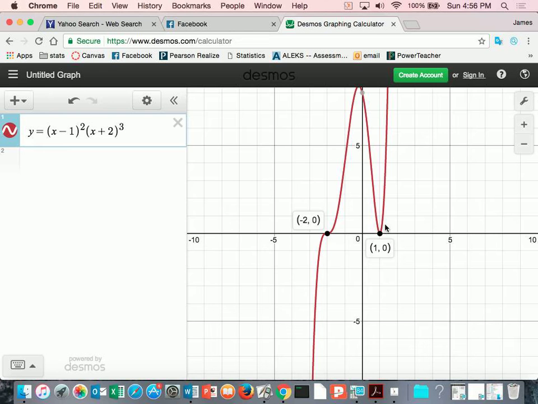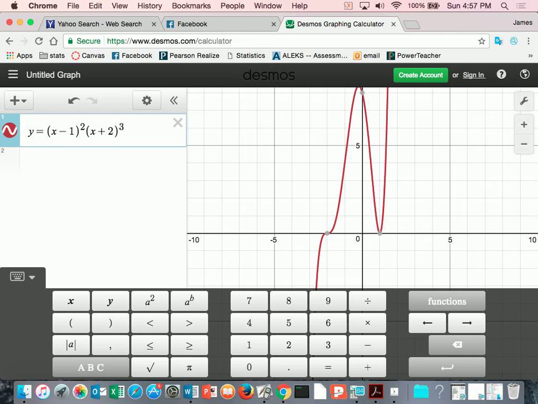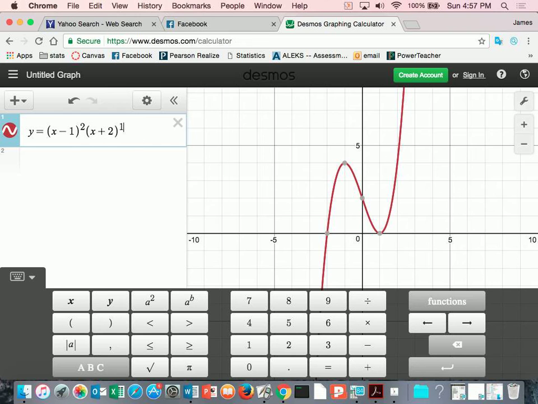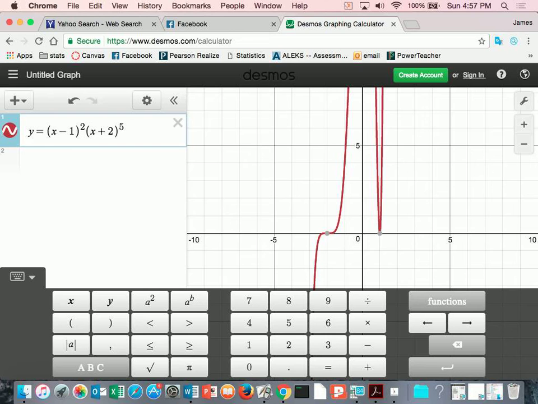So if you have an intercept that has an even power, a multiplicity of 2, the exponent is the multiplicity. If the multiplicity is even, then the function is tangent at that value. If the multiplicity is odd, then it is going to cross at that value, whether that is a multiplicity of 1 or 3, or even 5, it still crosses. So let's go back and write that down.